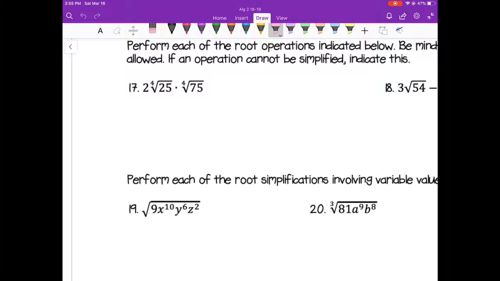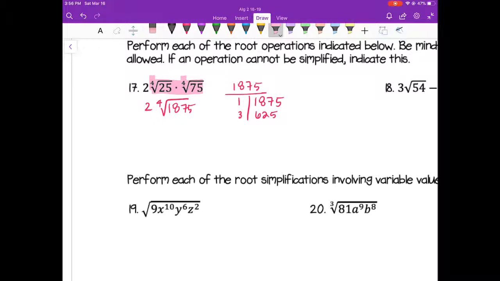Now, when you've got the same index, the 4th root and the 4th root, and we are multiplying, we are able to multiply our numbers under the radical. So I have 2 times the 4th root of 25 times 75, which is 1,875. Good chance I'm going to be able to break something out of jail. So I make my factor chart. I've got 1 and 1875, and then I know that I'm going to have 3 and 625.